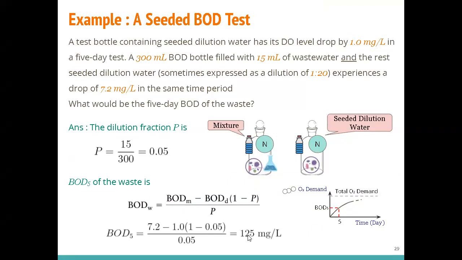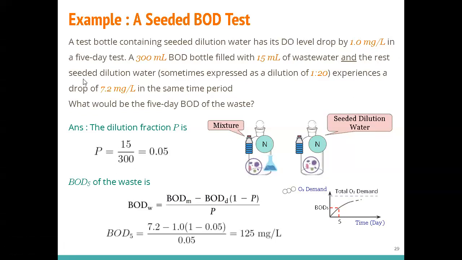Okay, here is an example. If we talk about a seeded BOD test, the container with seeded dilution water has its dissolved oxygen level dropped by 1 milligram per liter. So the seeded one, which is this one, seeded dilution water, BOD is 1 in the BOD5 test. So a 300 milliliter bottle filled with 15 milliliter wastewater. So you know the dilution fraction, right? Just 15 over 300. The standard is 300.